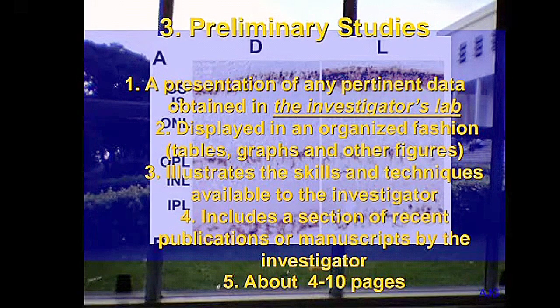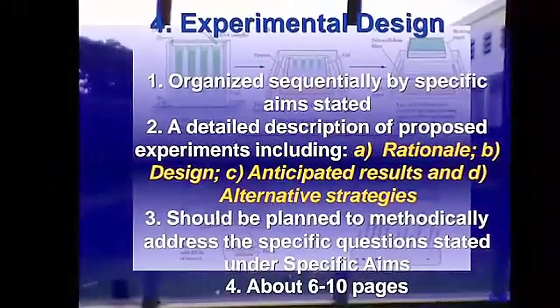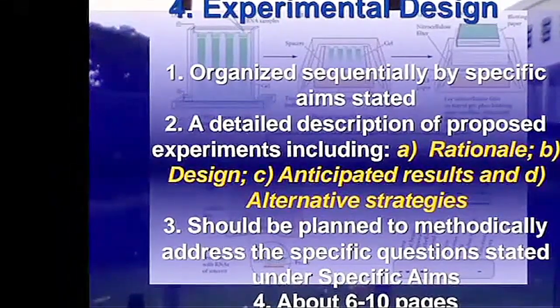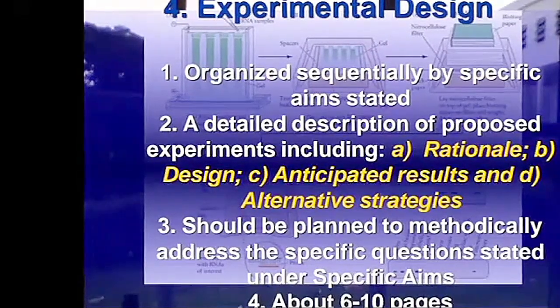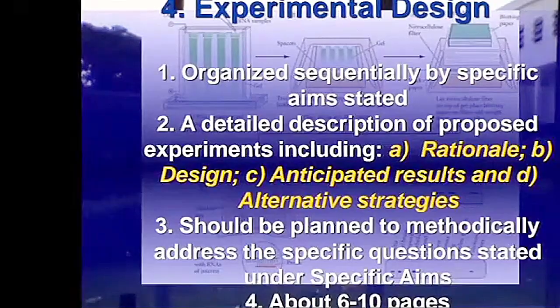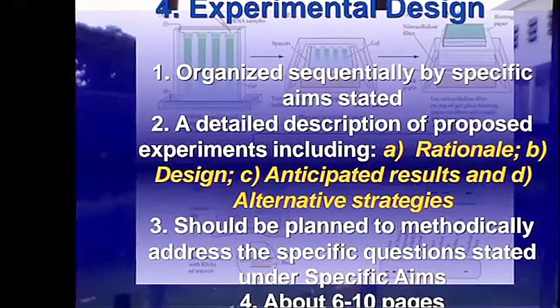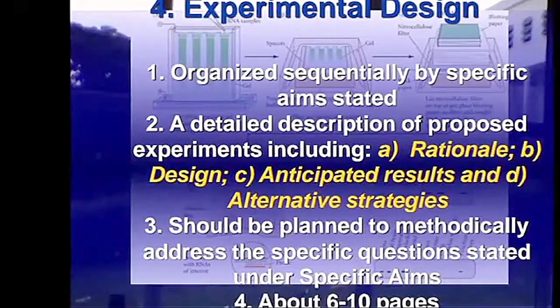The fourth section of the grant proposal is experimental design. In many ways, this may be the second most important section after specific aims, because it will address the specific experiments and methods used to answer some of the questions proposed under specific aims.